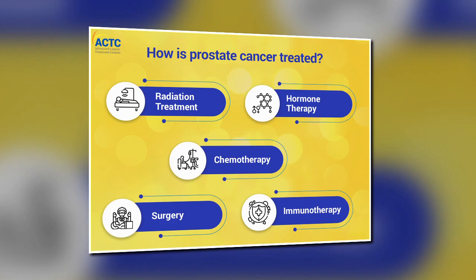Chemotherapy. Chemotherapy is the term doctors use to describe a group of medicines that kill cancer cells. Men with advanced prostate cancer might get chemotherapy if hormone therapy stops working. In some cases, chemotherapy and hormone therapy are given at the same time.